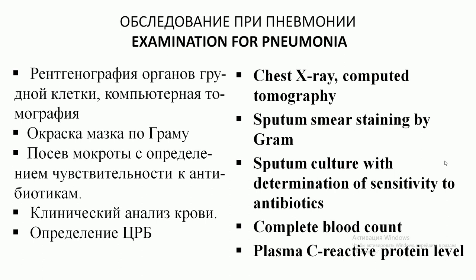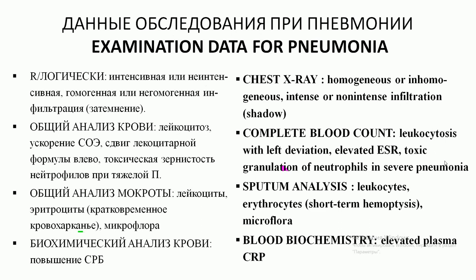Examination for pneumonia: chest X-ray, computed tomography, sputum smear staining by Gram, sputum culture with determination of sensitivity to antibiotics, complete blood count, plasma C-reactive protein level. Chest X-ray: homogeneous or inhomogeneous, intense or non-intense infiltration shadow. Complete blood count: leukocytes with left shift, elevated ESR, toxic granulation of neutrophils in severe pneumonia. Sputum analysis: leukocytes, erythrocytes, short-term hemoptysis, microflora. Blood biochemistry: elevated plasma CRP.